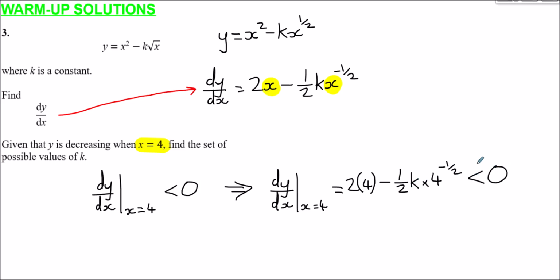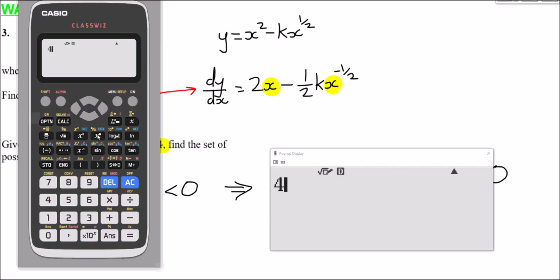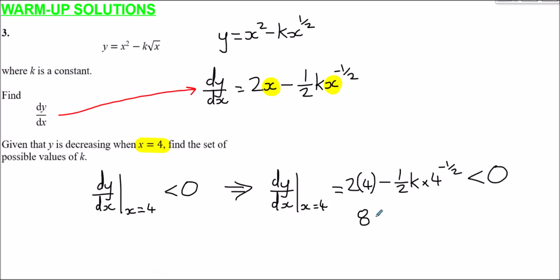So now we can neaten this up. So 2 lots of 4 is obviously 8. Now 4 to the minus a half is 1 over the square root of 4. You can just use this on your calculator if you want. You'd find this is a half. Just to show you, 4 to the power of minus a half, that gives us a half. So this becomes minus a half times k times another half, so that's minus a quarter of k.